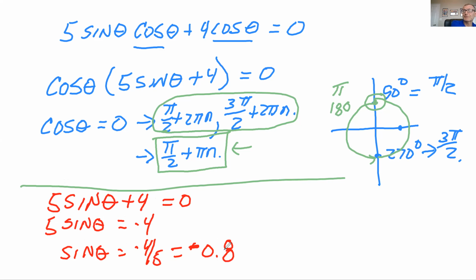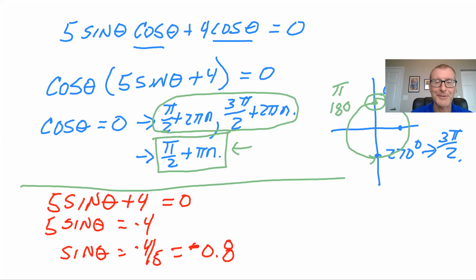So I look on my little sheet, and I don't see 4 over 5 on my table, right? So how do we solve this equation? I have to get my calculator out. Hold on one sec. Okay, found my calculator. So I turned the recording back on.